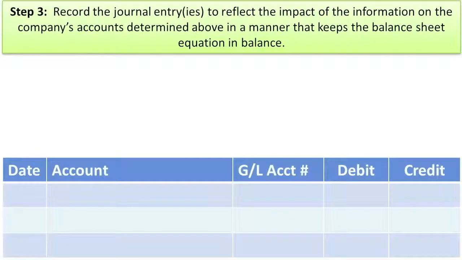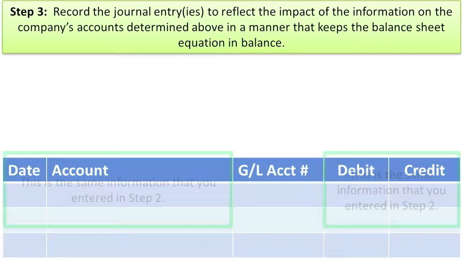Step 3, record the journal entry or entries to reflect the impact of the information on the company's accounts determined in step 2 above in a manner that keeps the balance sheet equation in balance. The way you keep the balance sheet equation in balance is you make sure that the total of your debits equal your total of your credits.